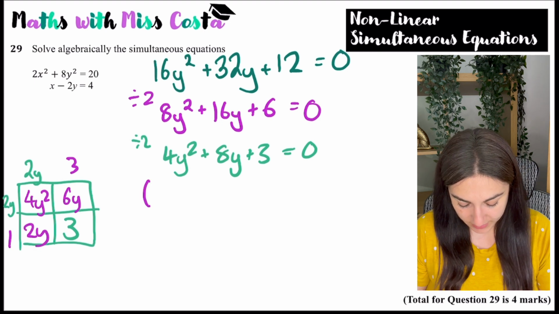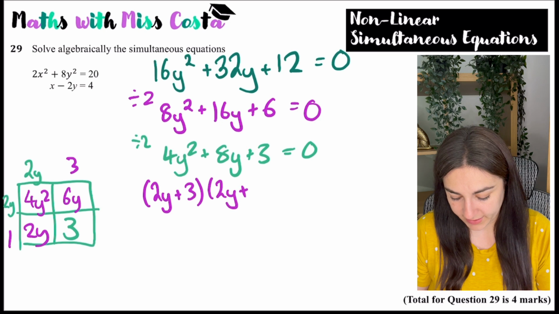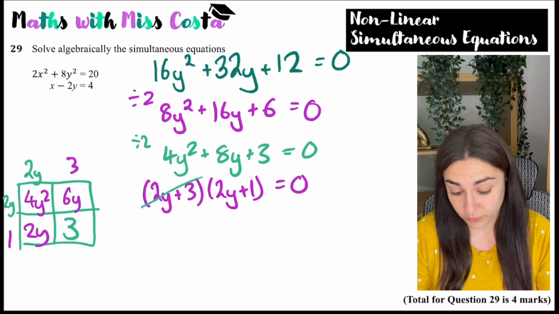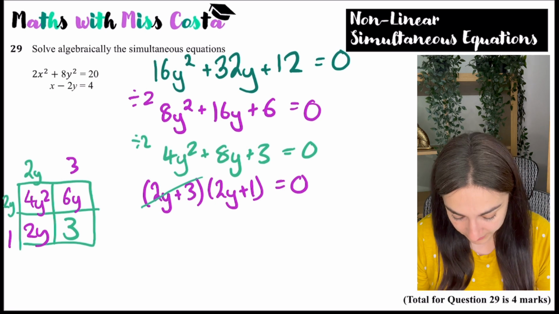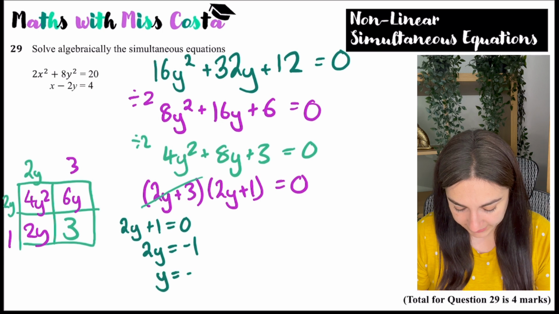Okay, so 2y plus 3 and 2y plus 1 are my brackets. It equals 0, so I'm just going to treat them one at a time. So 2y plus 1 equals 0, therefore 2y equals minus 1, therefore y equals minus a half. So one of my y values is minus a half.